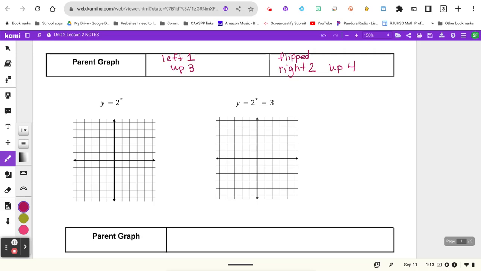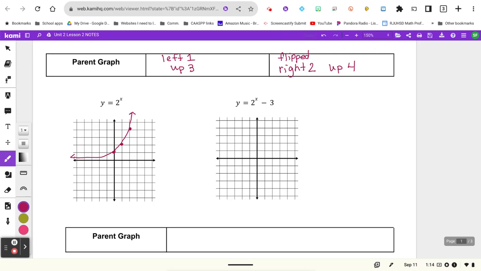So here you can easily do this on Desmos too. You just plug in y equals 2 to the x. We know 2 to the 0 power is 1, and then 2 to the 1 is 2, and 2 to the second power is going to be 4. And it's going to move closer, and then it's going to move up very quickly. There's your parent graph.